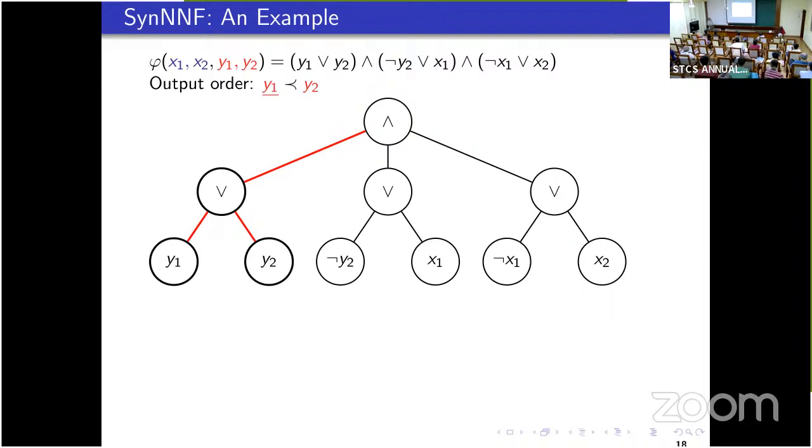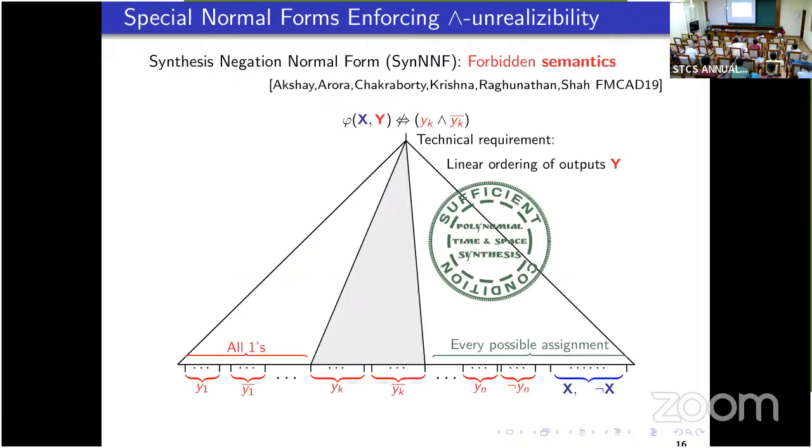But then if I take this output ordering, I see that I can't get y1 and negation y1 over here because there's no negation y1, so I'm doing good. And then when I go to y2, I'm allowed to set y1 to 1, because for multiple outputs, that is the side condition I showed. When I'm here, I can set all of these to 1s. And this is trying to make the condition weaker.